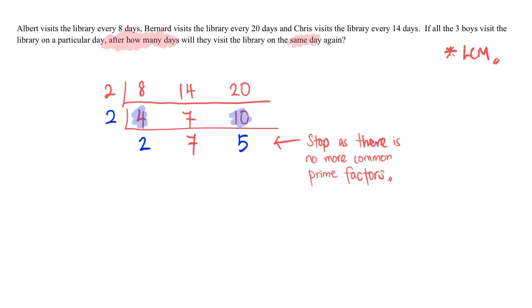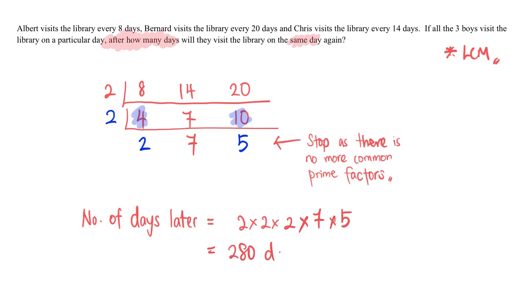And so for this particular question, the number of days will be after how many days, right? The number of days later will be 2 times 2 times 2 times 2 times 7 times 5. And that will give me a value of 280 days later.